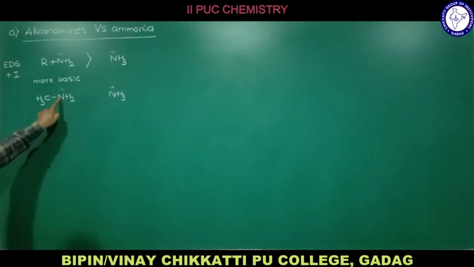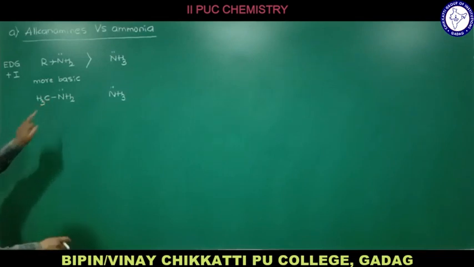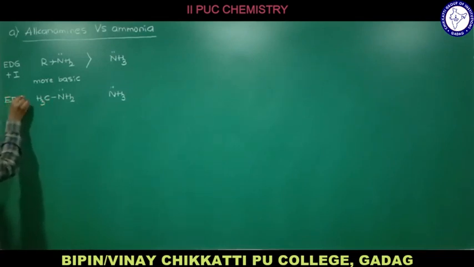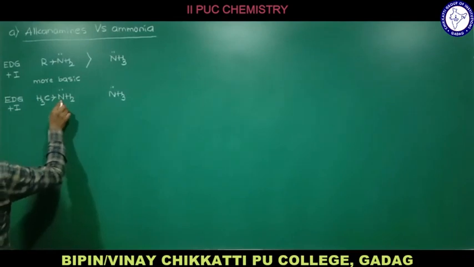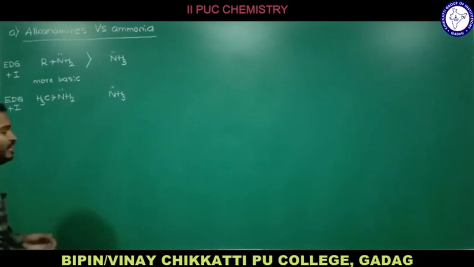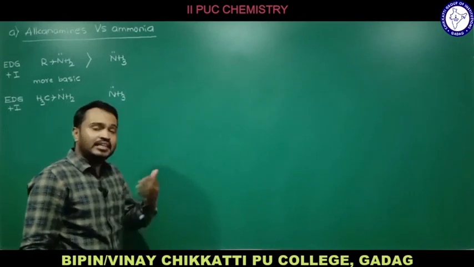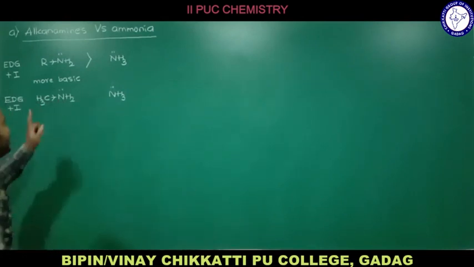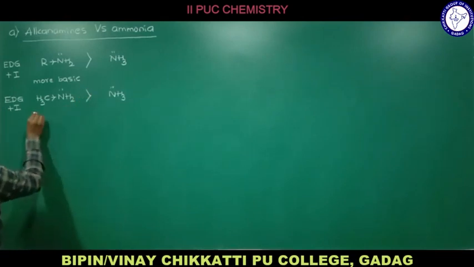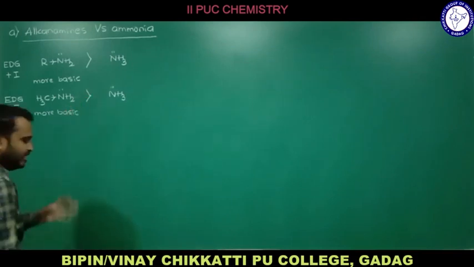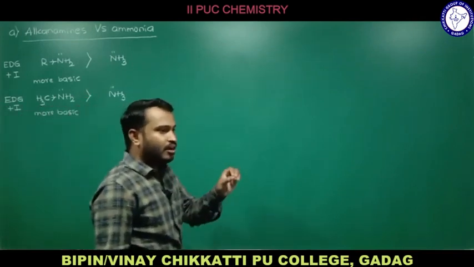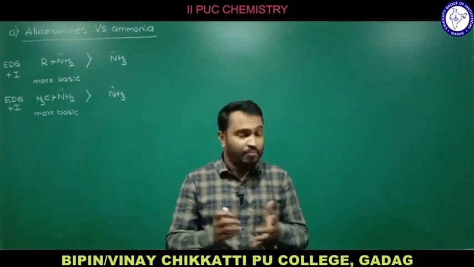So this nitrogen is directly attached to a CH3 group, a methyl group, which is an alkyl group and is electron donating in nature. Because of this plus I effect, this methyl group is going to donate electrons to this nitrogen, so the electron density on nitrogen increases. Therefore the electrons which are easily available for protonation will increase. Because of that reason I can say this methanamine is more basic than ammonia. So in general, remember, aliphatic amines are more basic than ammonia.